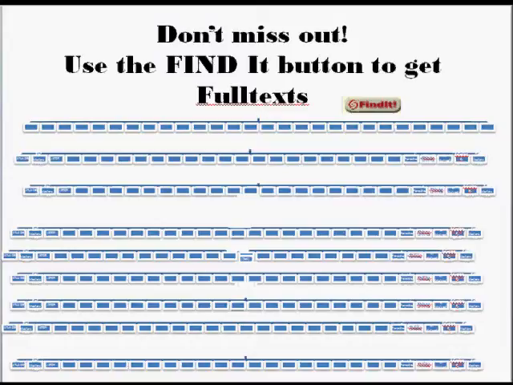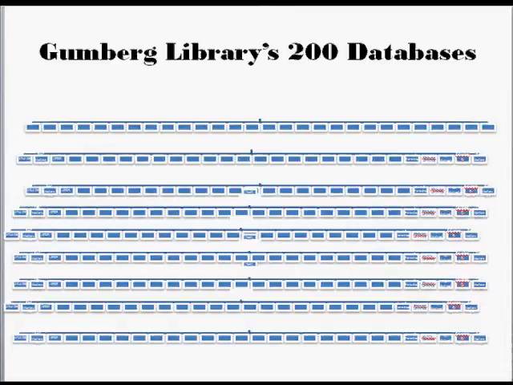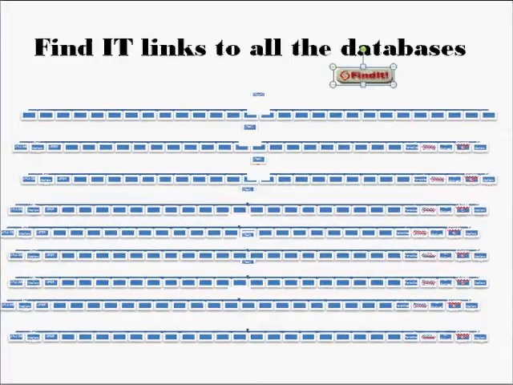To find full text, use the Find It button. You'll see the Find It button and be able to access it when you open a search result. Remember, Gutenberg Library has over 200 databases, most of which have both abstract and full text. The Find It button acts as a program behind all these databases, linking them together so that it can better provide you with a full text to an article wherever it can find it in any of the databases that Gutenberg has.